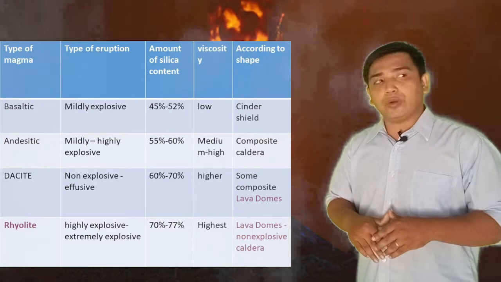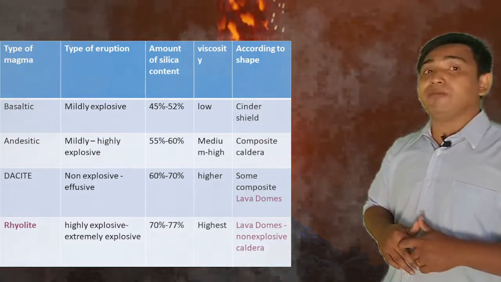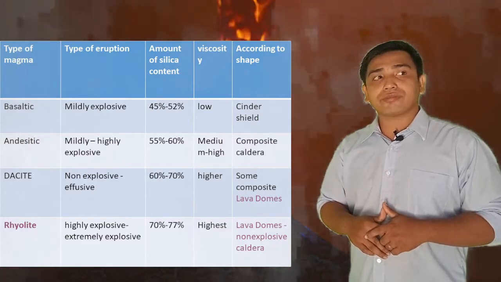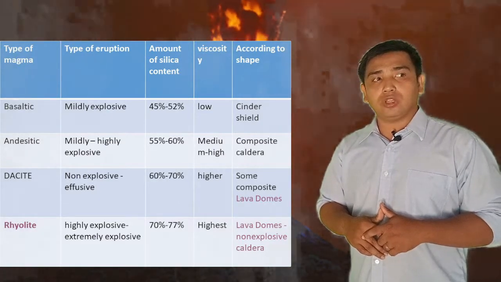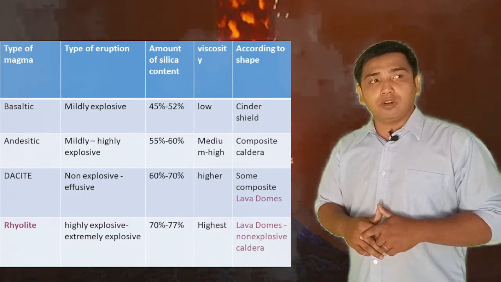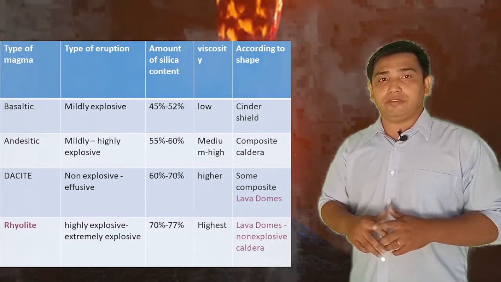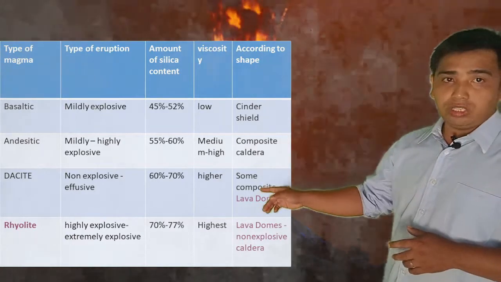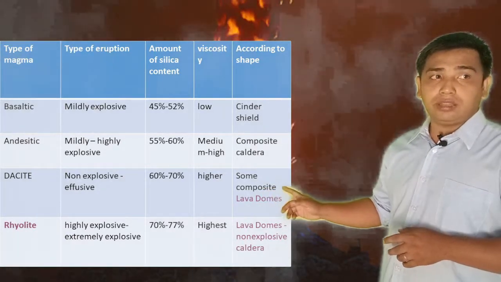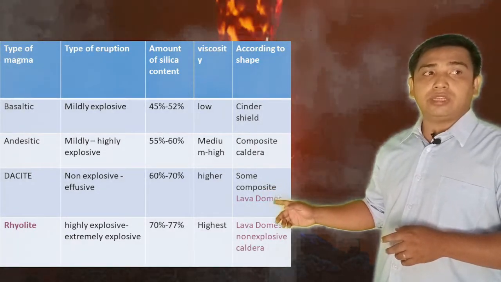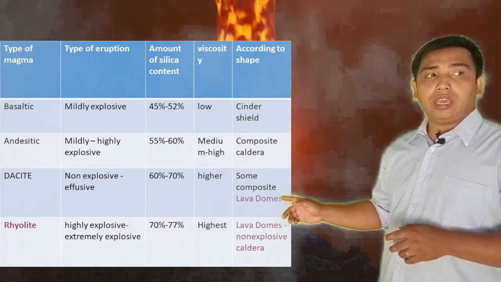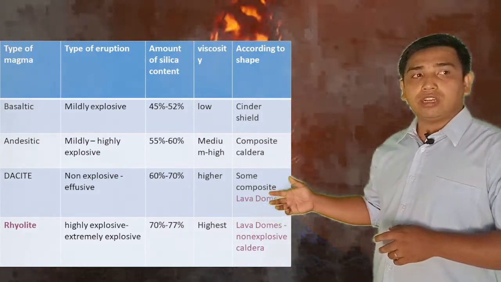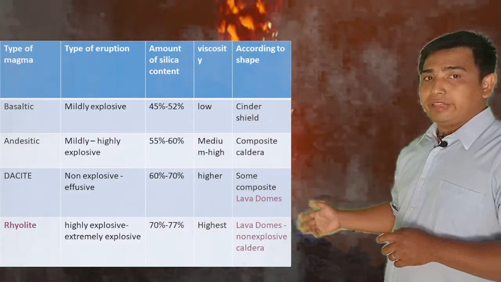So we have the last one, which is the rhyolite, which is very explosive. This will create a type of reaction from highly explosive to extremely explosive due to the highest amount of silica content in them, which ranges from 70 to 77%. So you're going to expect the formation of lava domes and some caldera.